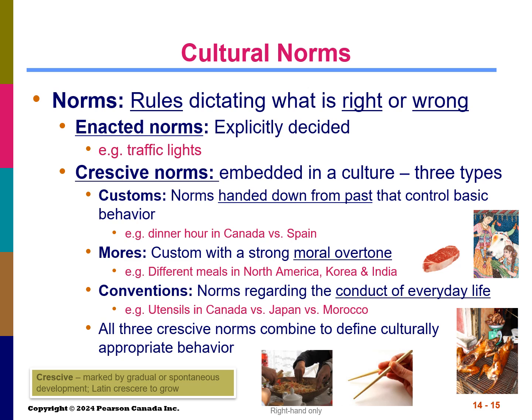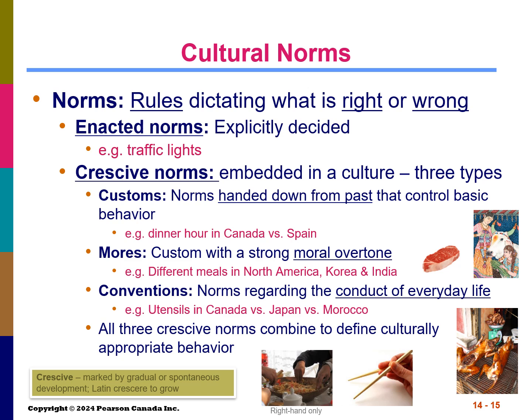The word oppressive comes from the Latin word crescere, which means to grow by gradual, spontaneous development. There are three types of oppressive norms: customs, mores, and conventions. Customs are norms handed down from the past that control basic behavior. For example, dinner hour in Canada is between 5 and 7 p.m., and not until after 9 in Spain.